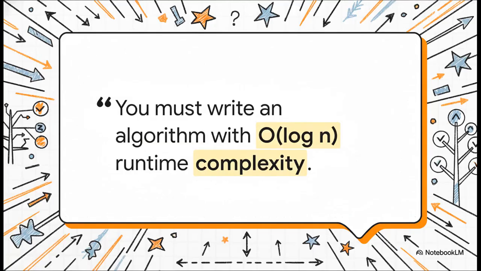And this is the big one, the most important rule. This might look like some scary math notation, but what O of log n really means is you have to be unbelievably fast. You can't just go through the list one by one. You have to be way, way smarter than that.